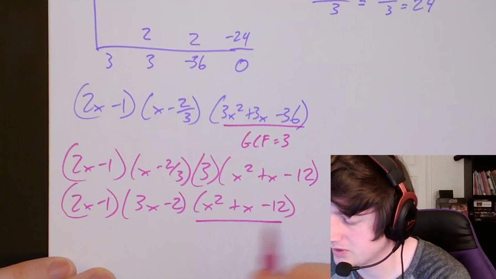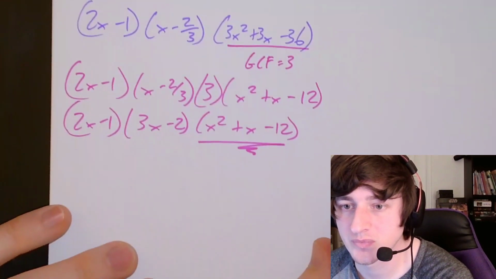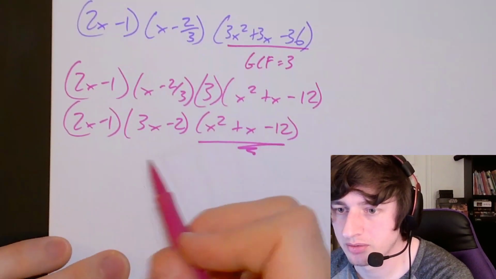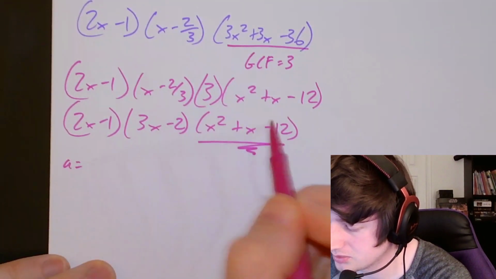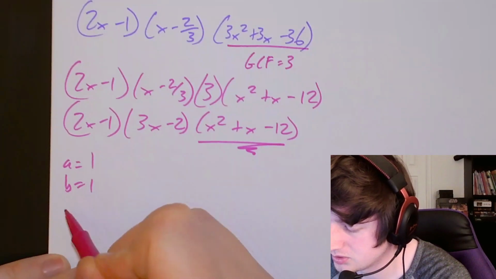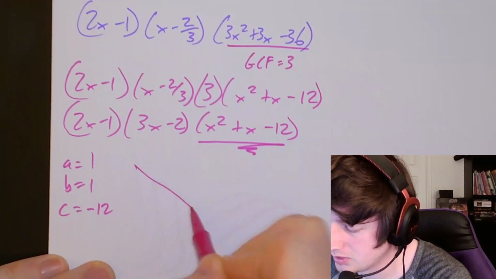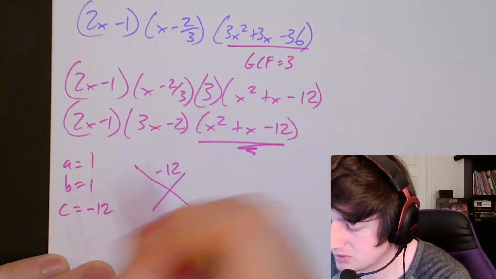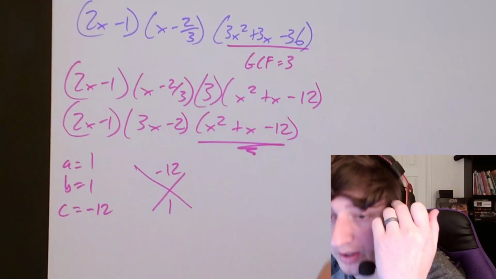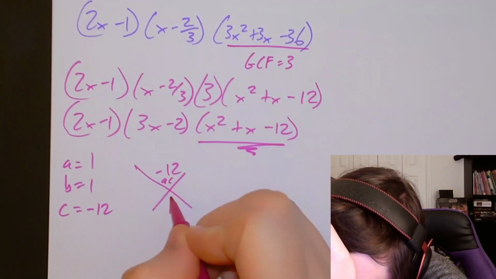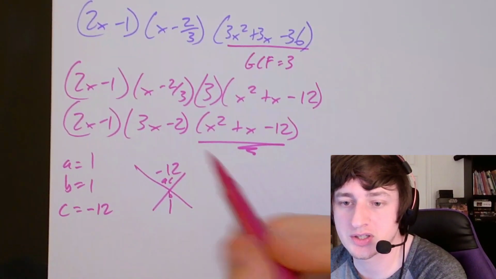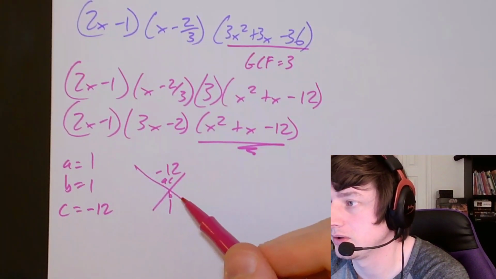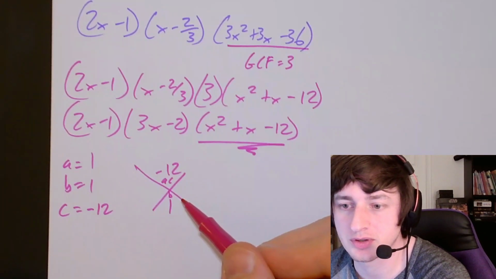Now we need to factor this part still to find the other two solutions. For that I would use the Xbox method. So A is 1, B is 1, C is negative 12. Two numbers that multiply to make negative 12 and add to make 1. Remember, this is A, C, and B. If you need a refresher on the Xbox method, you have to go back in the YouTube videos and watch the quadratics factoring lessons.